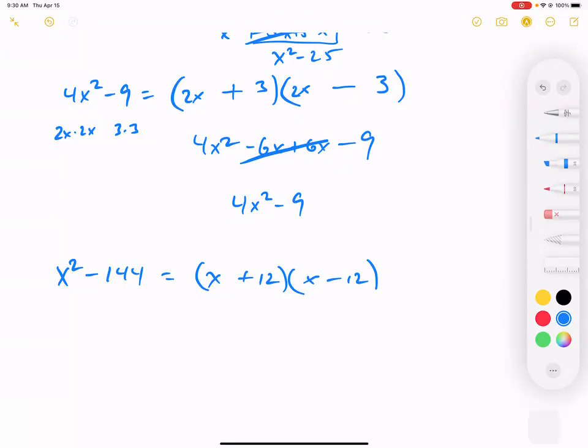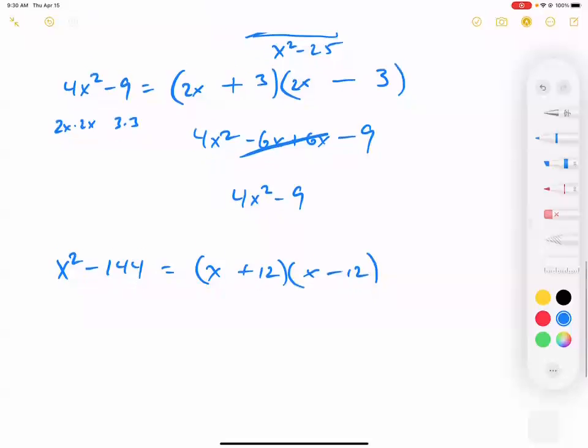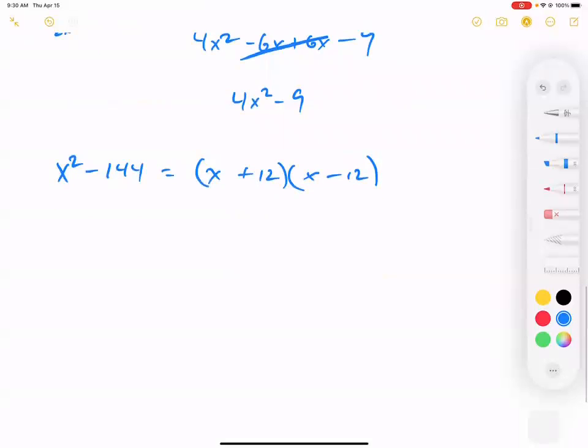Okay, so does this get any worse? Well, what if I say 25x squared minus 4? Would you consider this a difference of two squares? A square in the front and a square in the back. Well, 5 times 5 and 2 times 2, right? So this is a difference of two squares.